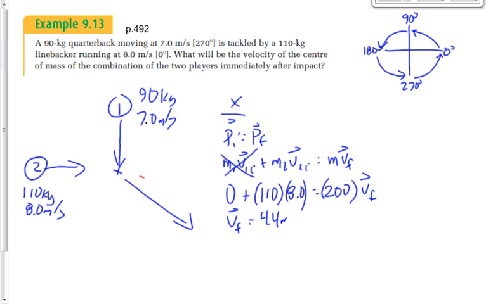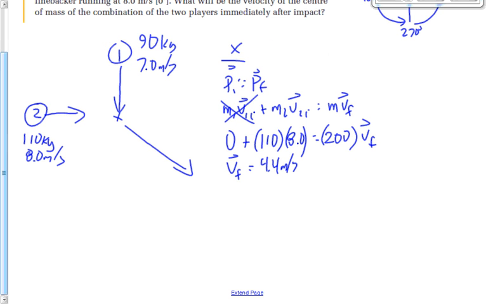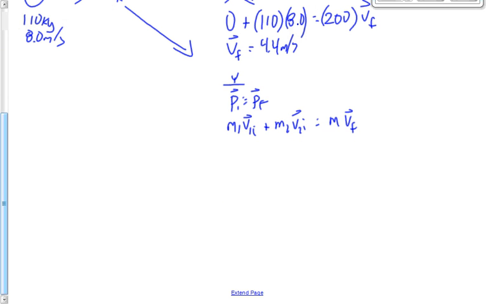Is that our final answer? Nope. That's the x component of our final answer. That would be the x component of that resultant vector there. Okay, let's do the y component now. Let's say pi is equal to pf. Because we have two objects, m1 v1i plus m2 v2i equals, they stick together afterwards, mvf. Or at least we're pretending they stick together.